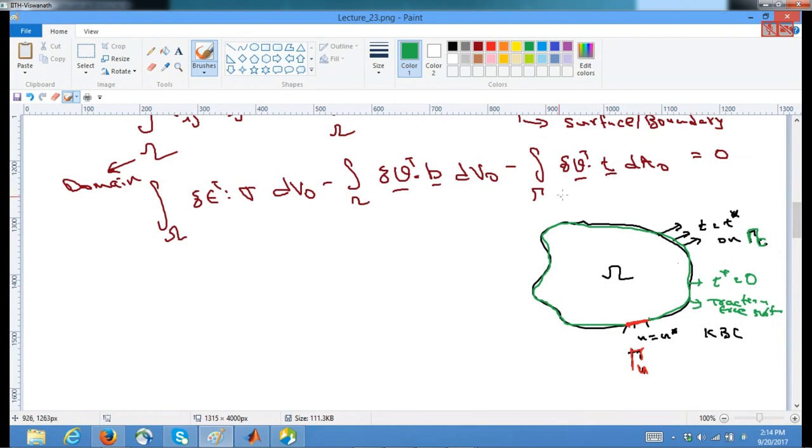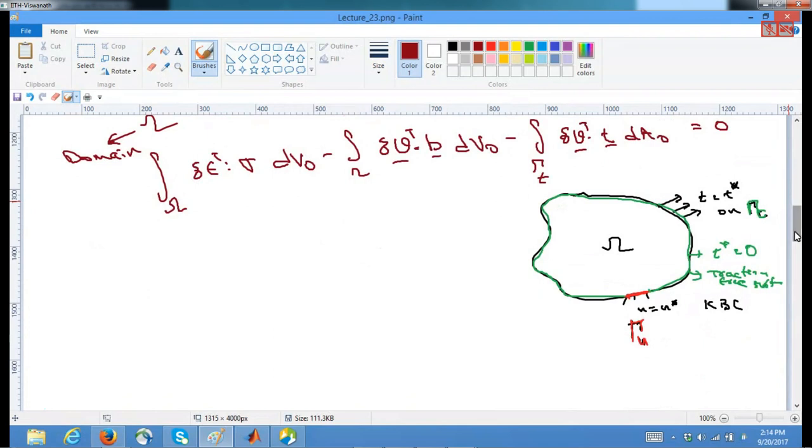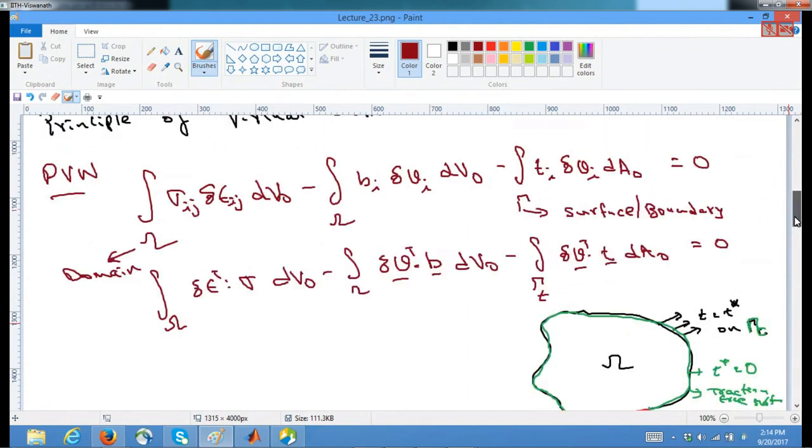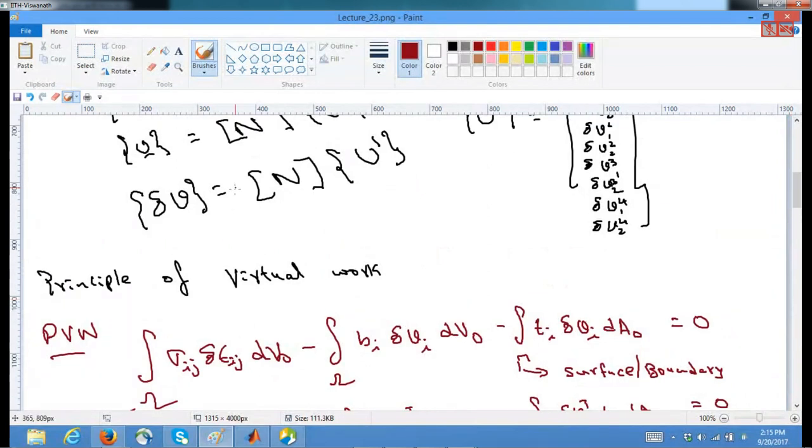So you can write it with this gamma t as this. With this, what we'll do is make use of our solution and put it here. As we just saw, our virtual displacement is given by like this. You can also rewrite this as U dash transpose N transpose.